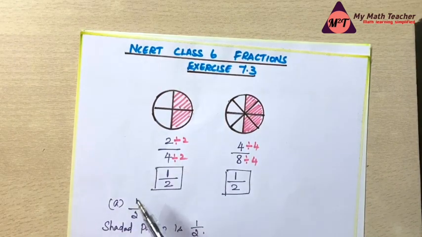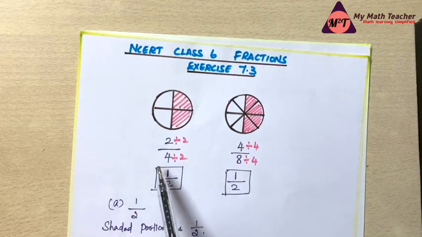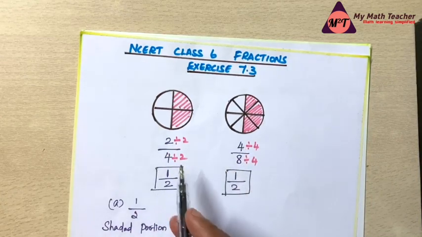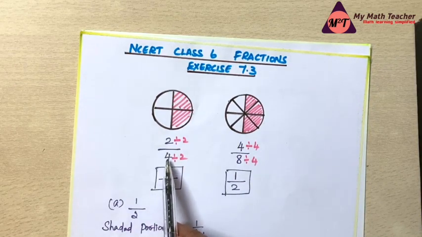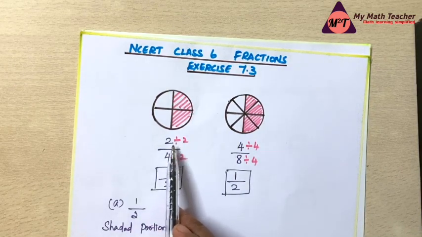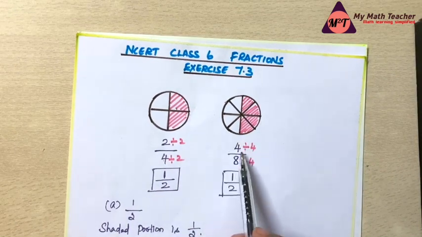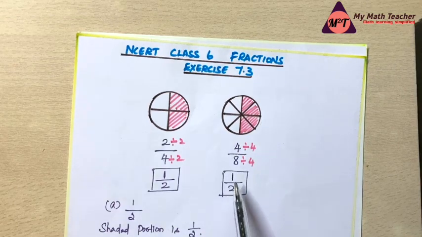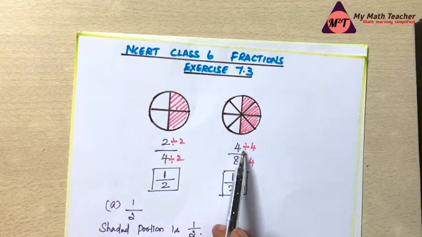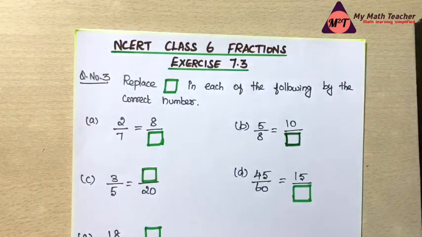Equivalent fractions are the fractions where numerators are different, the denominators are also different, whereas the value will be the same, like this 2 divided by 4. When we simplify this 2 by 4, we'll get 1 by 2. The same here, 4 by 8, when you simplify this, we'll get 1 by 2. Okay, 2 by 4 is equal to 4 by 8. So this is called equivalent. Let us proceed to the exercise.